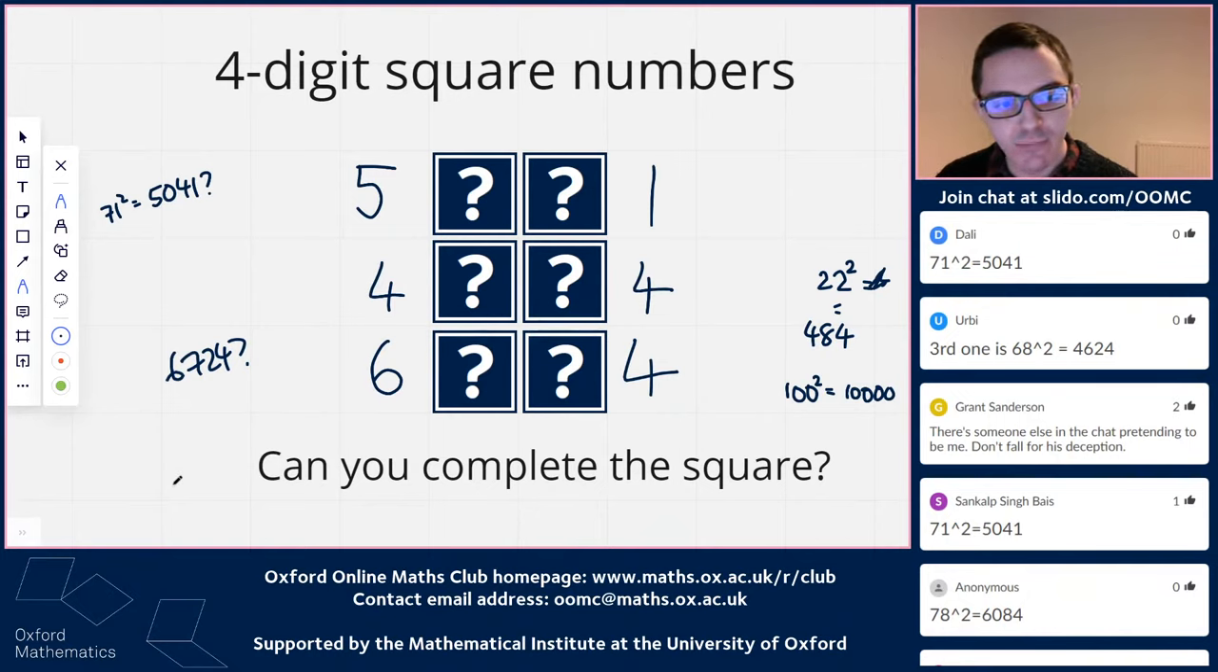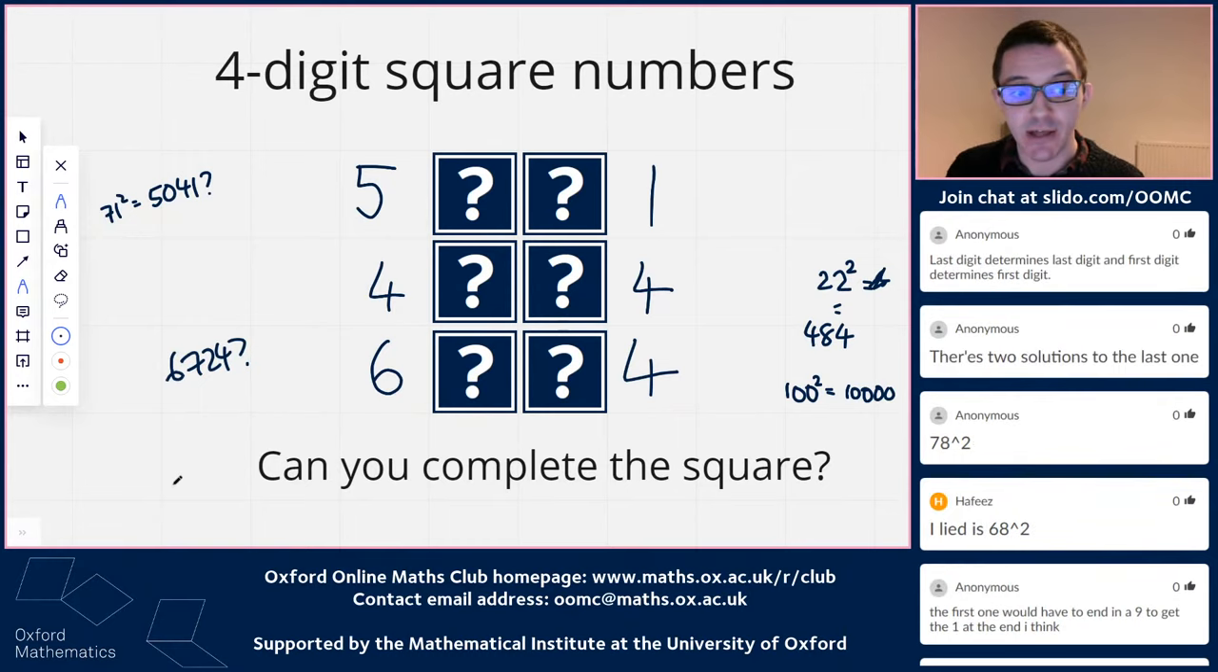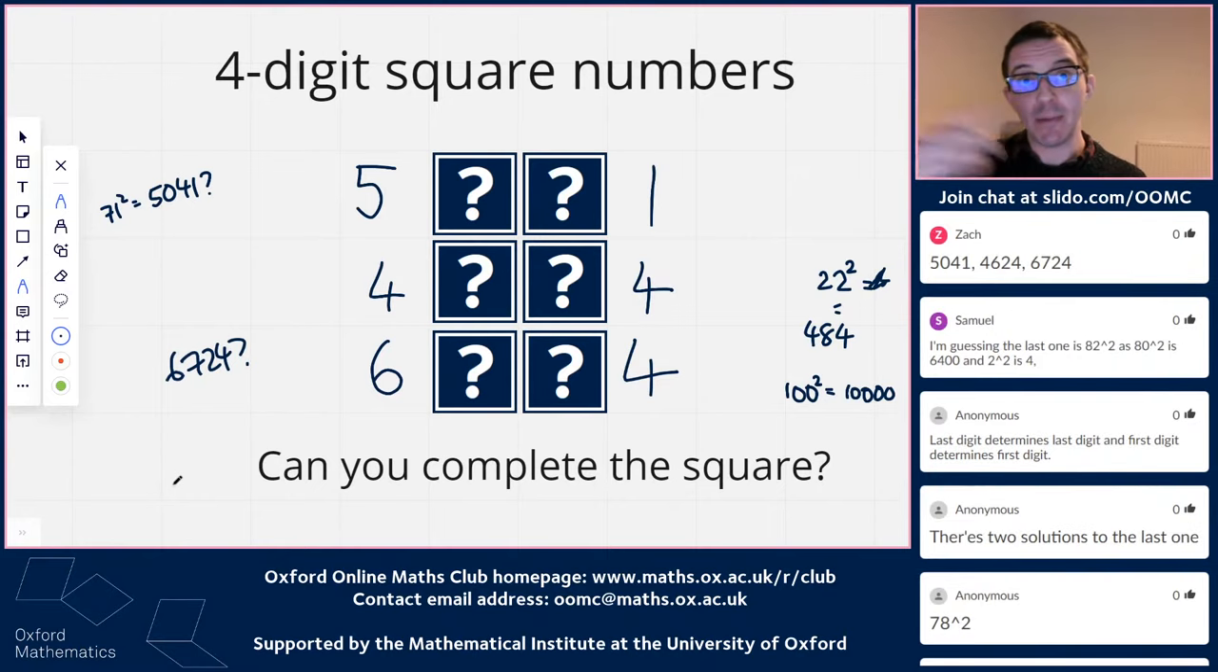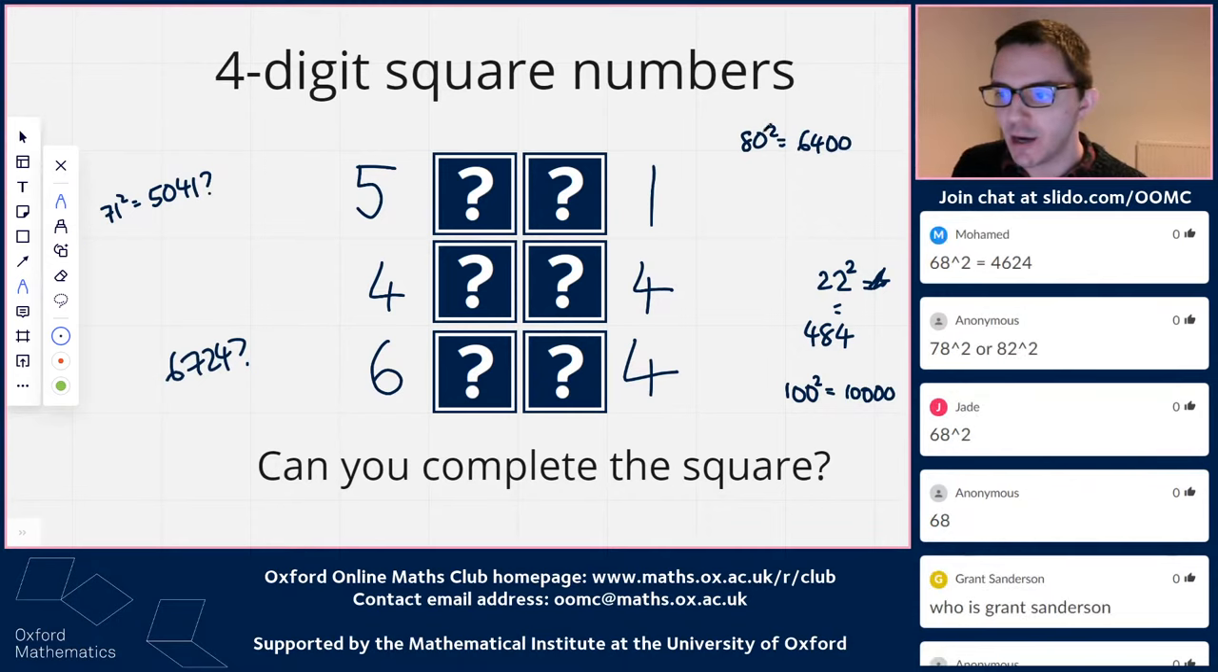So a way of making progress with this might be to start by saying, I know roughly how big this square is, and then I'll just check some nearby squares and see whether I can make sense of that. So we might look at this first one and say, well, 70 squared is 4,900, so this is going to be a bit bigger than 70. Is it going to be as big as 80? No, because 80 squared would be 6,400, which should start with 6. So this has got to be somewhere between 70 squared and 80 squared.